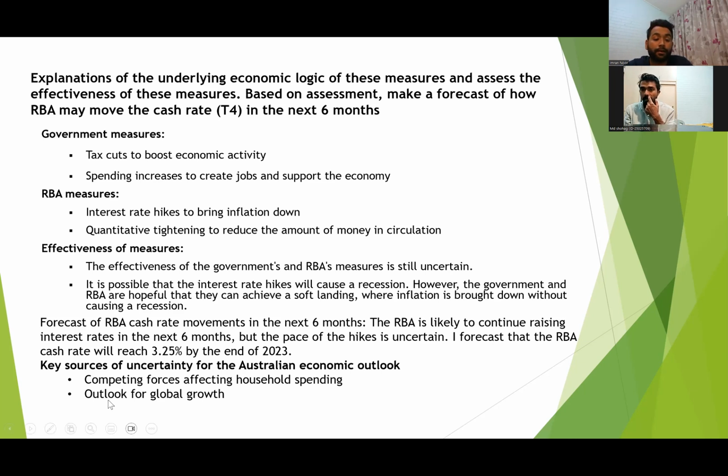What would be the key source of uncertainty for the Australian economic outlook? Here we can see competing forces affecting household spending and the outlook for global growth.